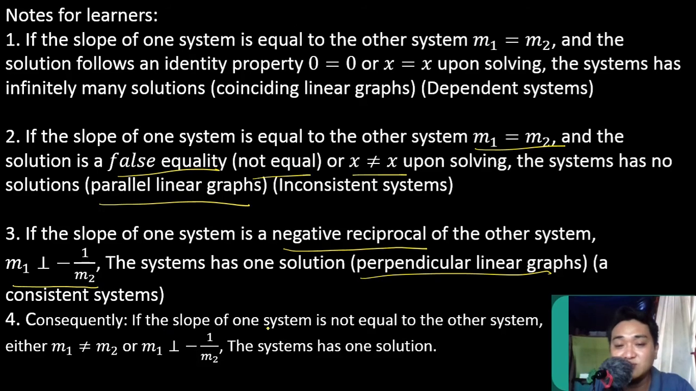And consequently, if the slope of one system is not equal to the other system, so magkaiba sila pero hindi naman definitely negative reciprocal sila to each other, then the system has one solution. So either negative reciprocal sila to each other, or they are just not equal. Therefore, they have one solution. Pag sinabing they have one solution, ang ibig sabihin niya mga langga, they are intersecting linear graphs, or yung tinatawag nating consistent linear systems.